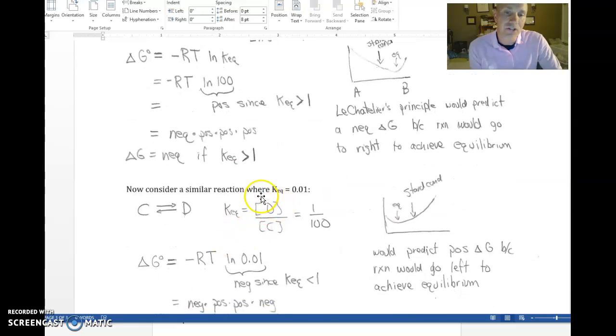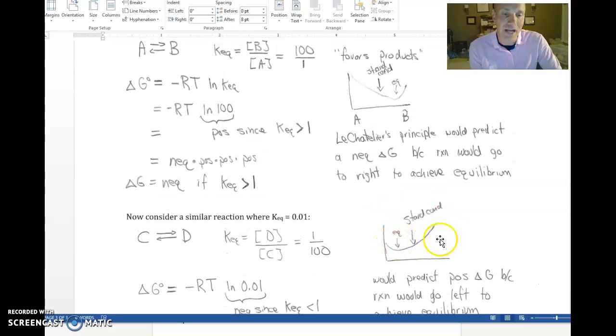All right, so let's just think about the opposite condition, where you had a KEQ which was much less than 1. So if it was like 0.01, essentially what that would mean is that there's a 1 to 100 ratio between the products and the reactants. So this is going to be something that is considered to favor reactants.